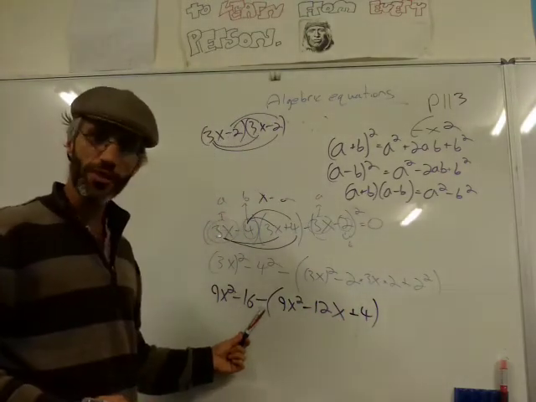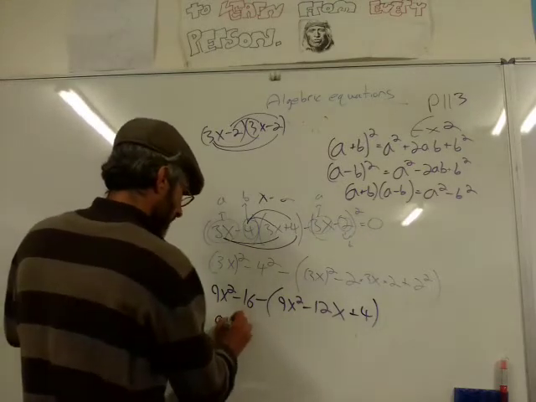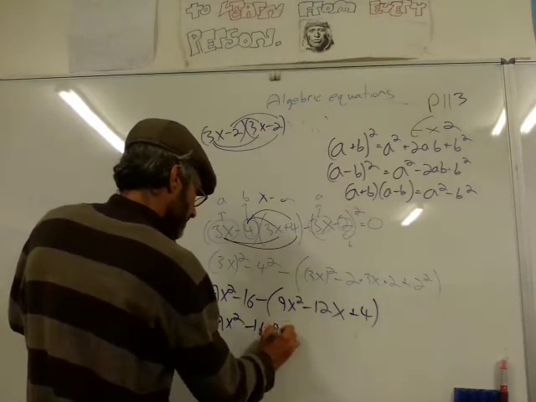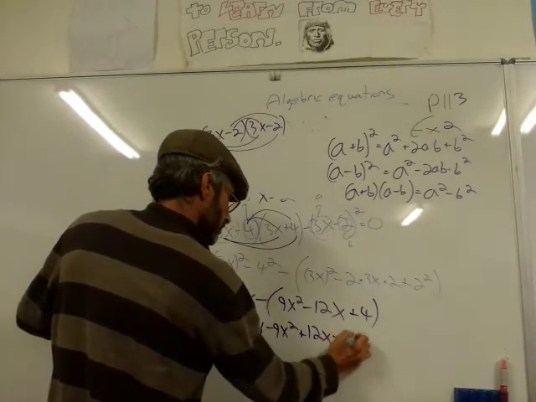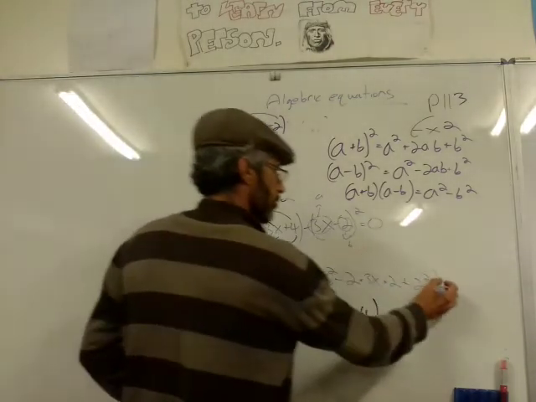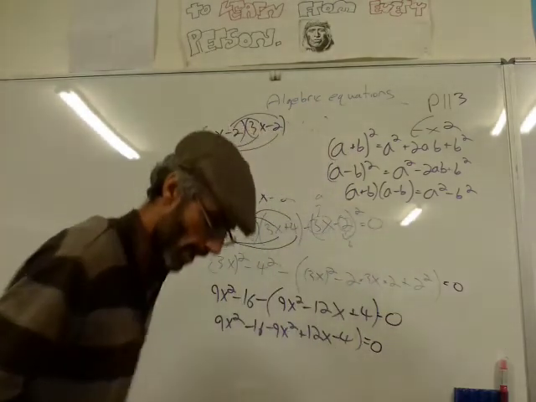Now, I'm going to open this bracket. So all the minus becomes plus, all plus becomes minus. 9x squared, can you still see it? You can. Minus 16 minus 9x squared plus 12x minus 4. And by the way, I forgot to write down equals 0. Okay, it's an equation.